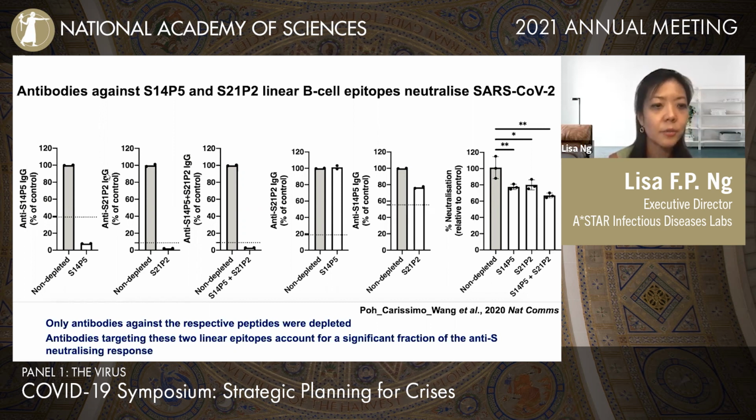So the first thing was we tried depleting away the antibodies that were specific against the S14 and the S21P2. And you could see from the ELISA that the depletion was successful. And when we then proceeded with the pseudovirus neutralization, you could see that the neutralizing capacity was reduced. So this showed that the antibodies targeting these two linear epitopes actually accounted for about 30% of the general anti-S neutralizing response. So there is quite a lot of promise to further understand these two peptides.